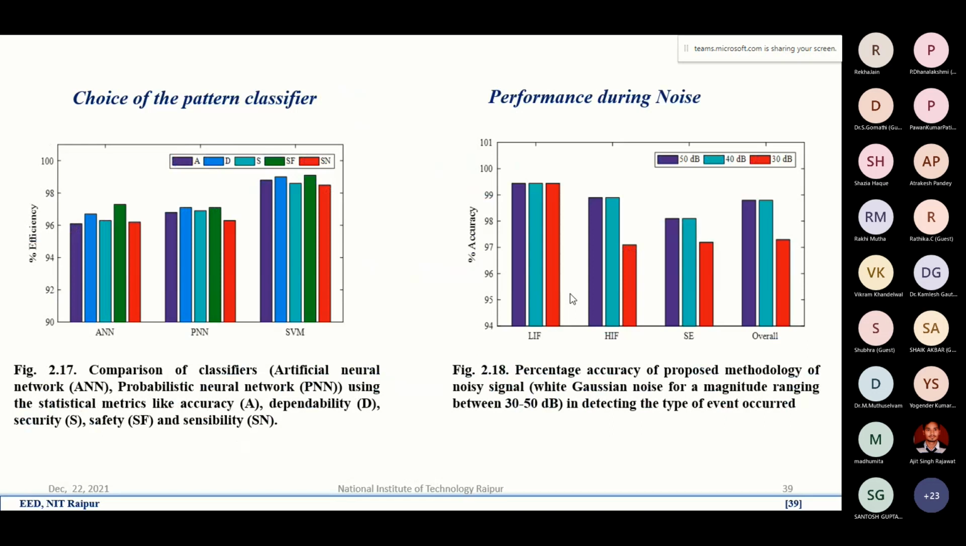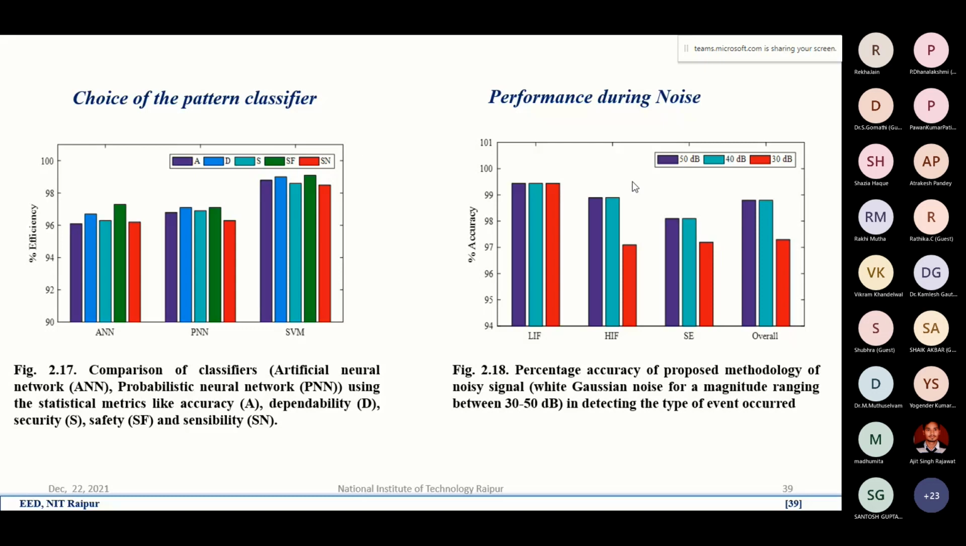Now the next case is to check which machine learning based scheme will be beneficial for the proposed scheme. Here we have compared the scheme performance using artificial neural network, probabilistic neural network, and then the support vector machine. The statistical parameters studied are accuracy, dependability, security, safety, and sensitivity. You can see that the support vector machine outperforms ANN and PNN, as it gives high accuracy and all parameters are above 98%.